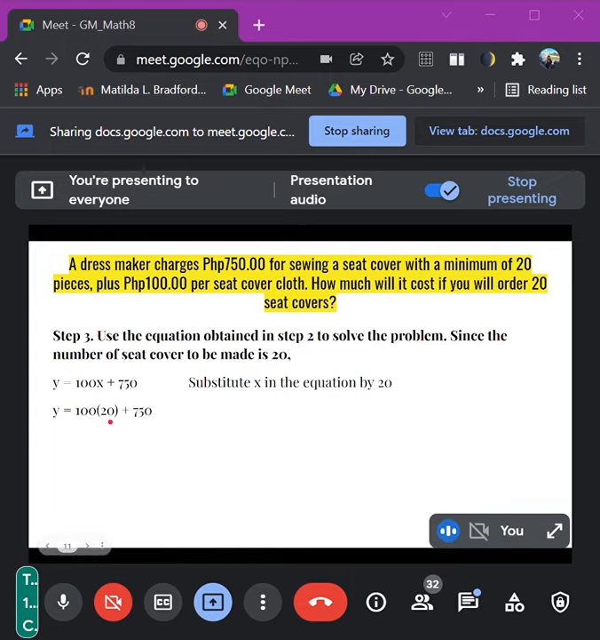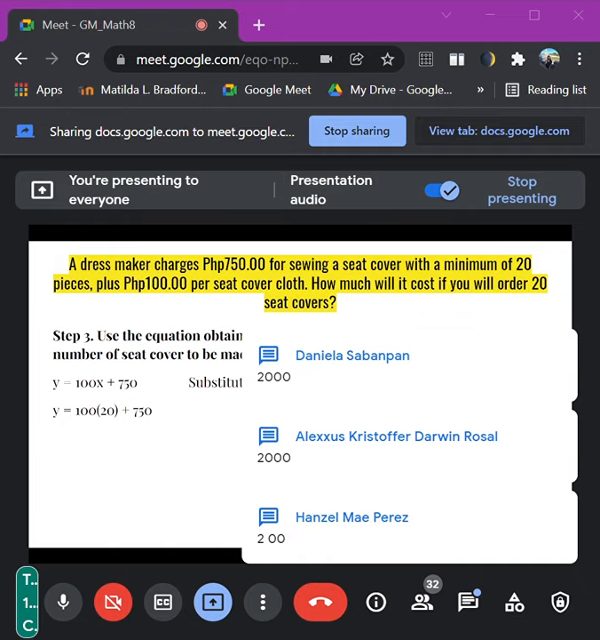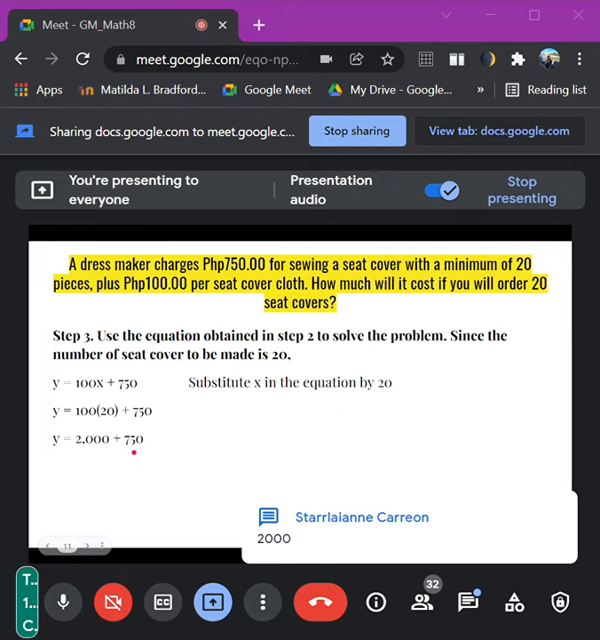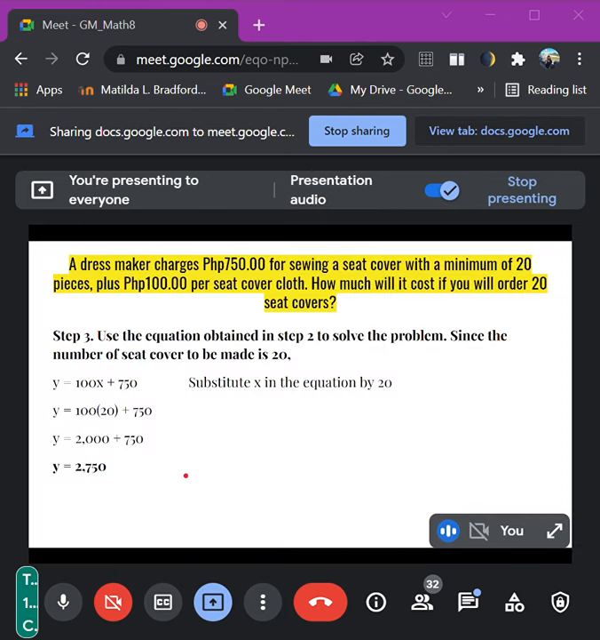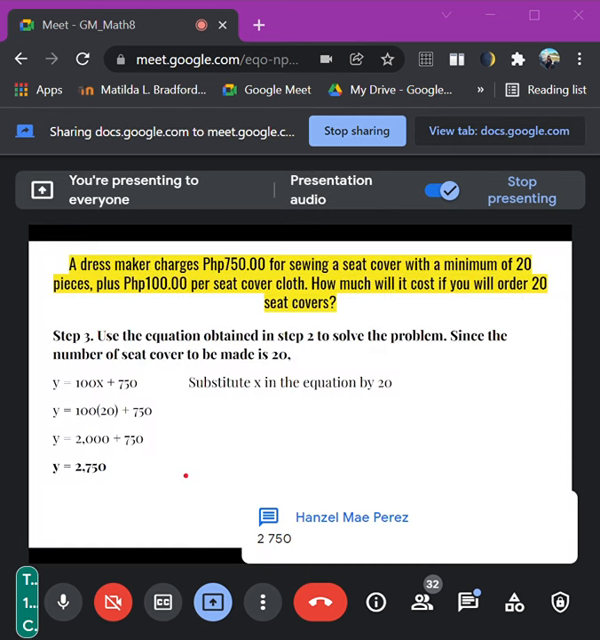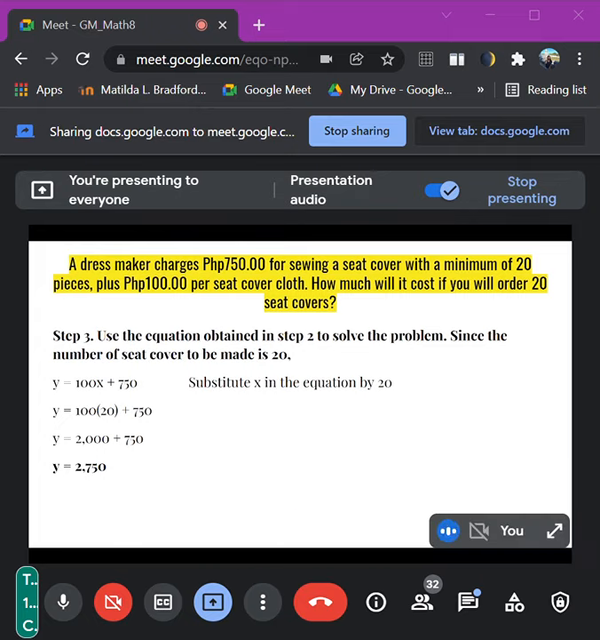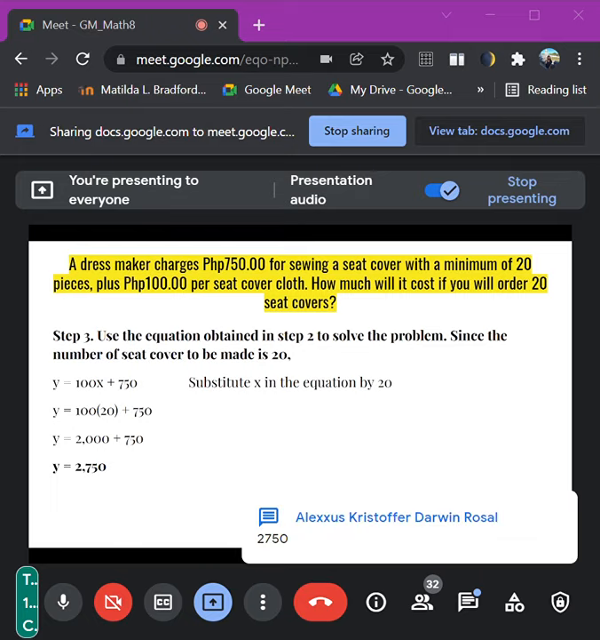So, you have y is equals to 100 times 20 and then plus 750. How much is 100 times 20, class? That is 2,000. Now, 2,000 plus 750, that is 2,750. So, meaning to say, class, you will pay 2,750 if you will order 20 seat covers, with the 750 fee or charge.